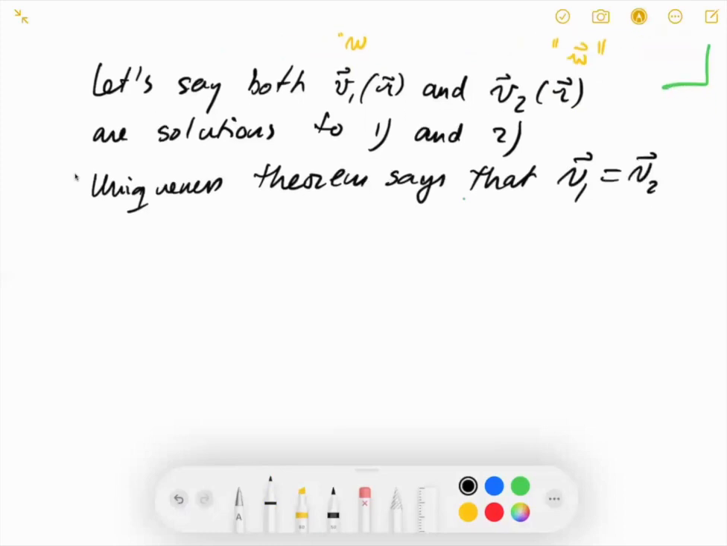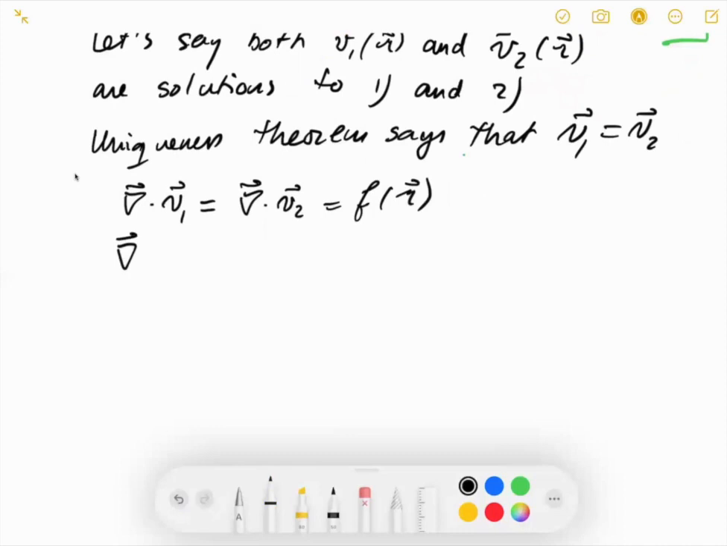Okay, well, what does that look like? Well, that first expression, the divergence of V1, which would be the divergence of V2, which would be equal to that first scalar field. And we know that the curl of V1 and the curl of V2 must be equal both to that same vector field W.